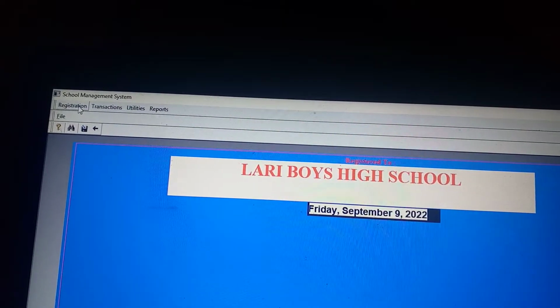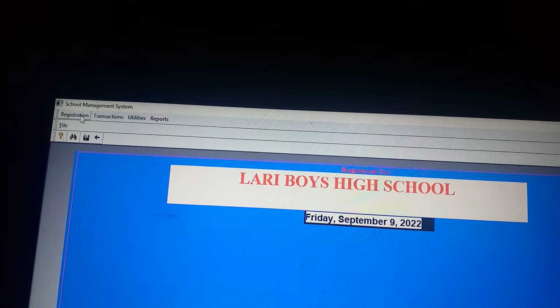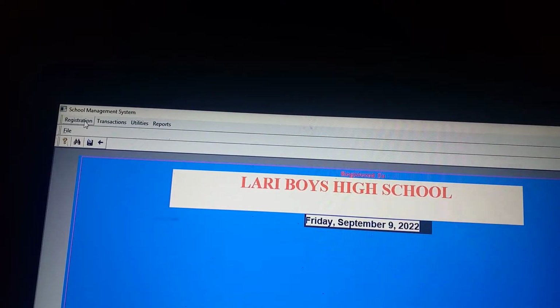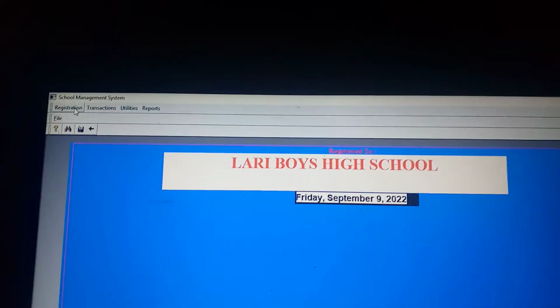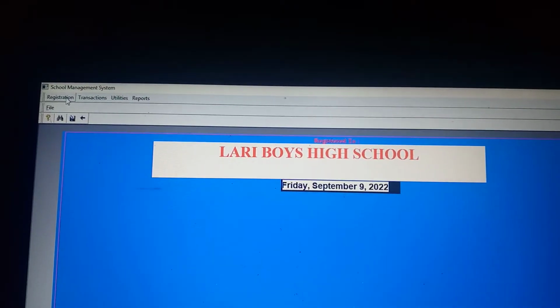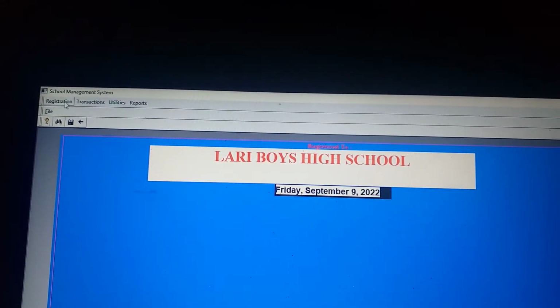All we need to ask ourselves when we want to undertake a task: where is this task found? Is it in registration? Is it in transaction? Is it in utilities? Utilities, we can also call it settings, maybe. Or is it in reports? Now we start with registration.